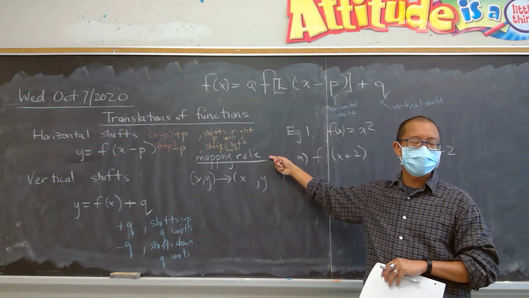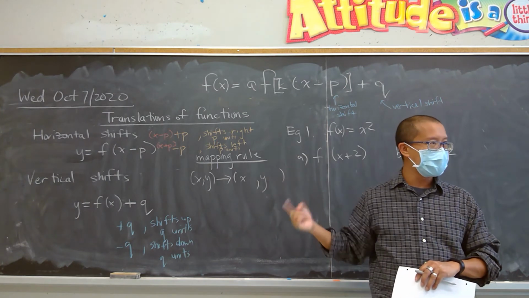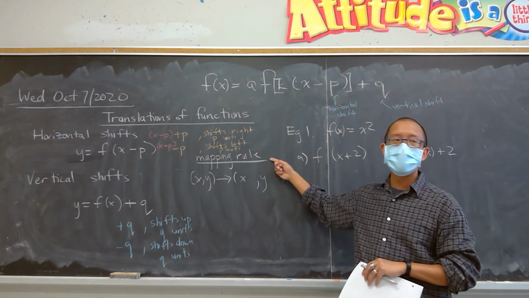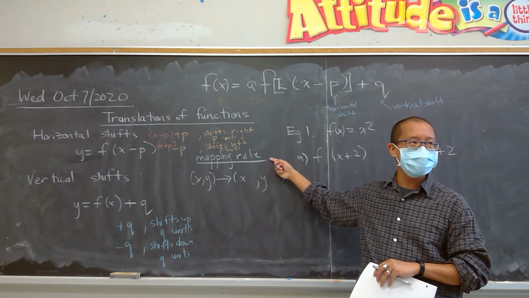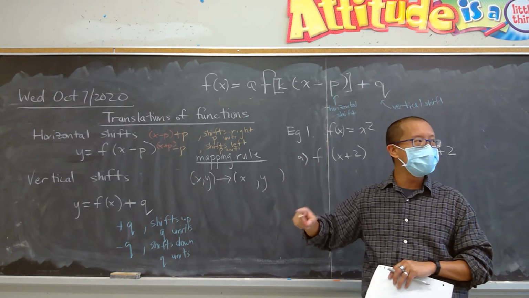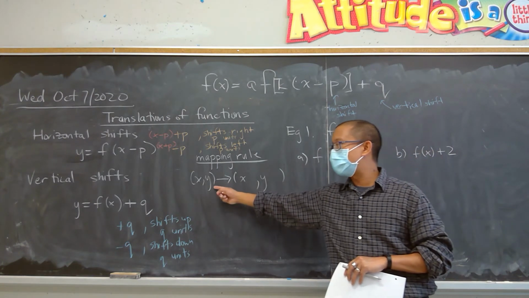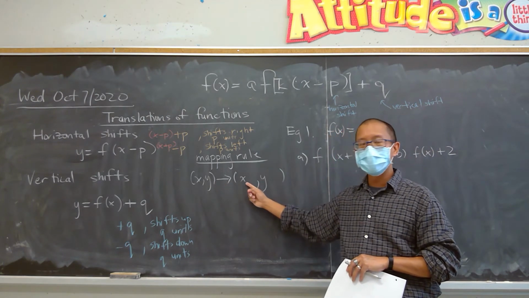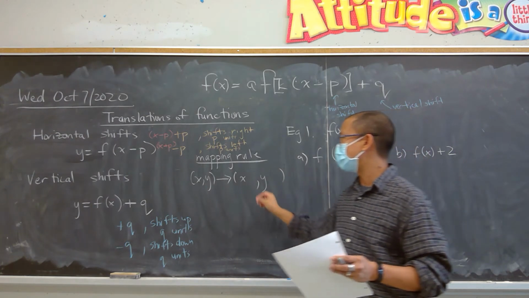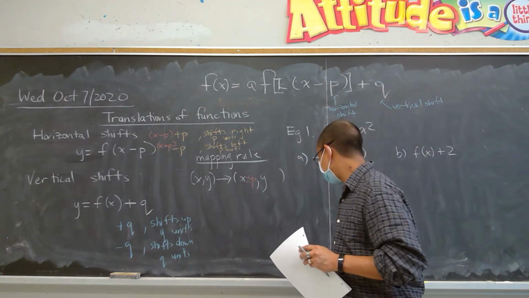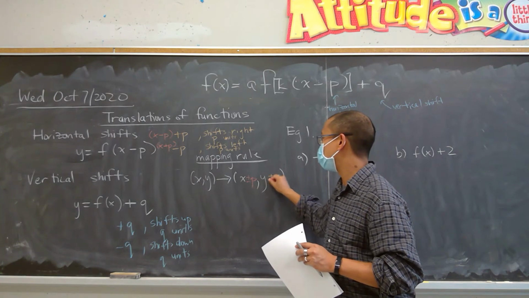Don't get me wrong, this is for those students that can't really describe things. It is very useful, but there is what's called a mapping rule or mapping technique that will assist you to figure out the new critical transformation of those key points. So if we have a point, this is going to be affected by plus or minus p, and this is going to be plus or minus q.